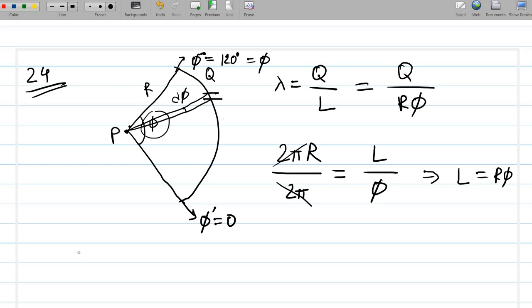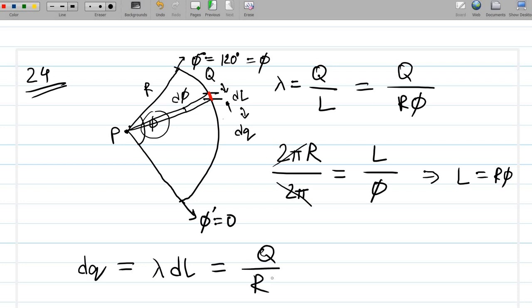So this portion right here, this dl right here, enclosed by this angle d phi, it encloses a charge dq. So dq in that small segment, I should use some other color, in this red segment, the charge is going to be lambda times dl, which is equal to lambda, Q divided by r phi, times dl. Yes, so I'm going to use small l here. I'm sorry, but this would be the right choice.